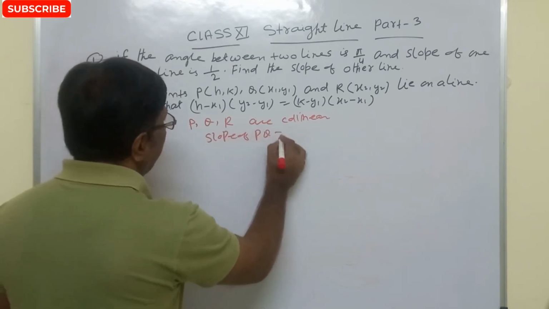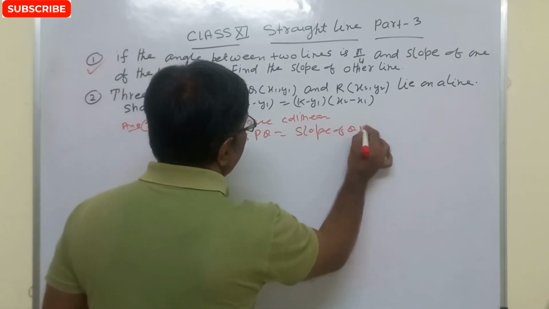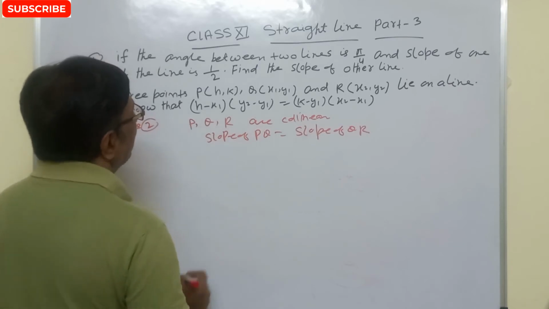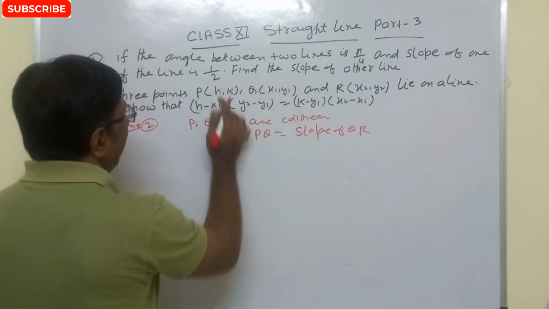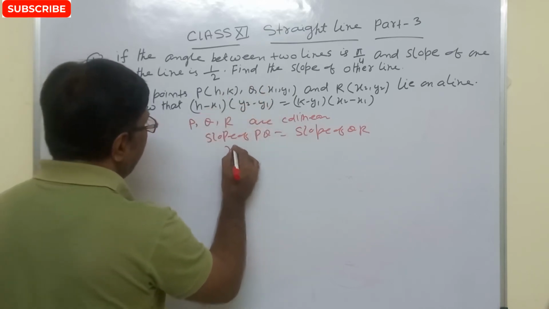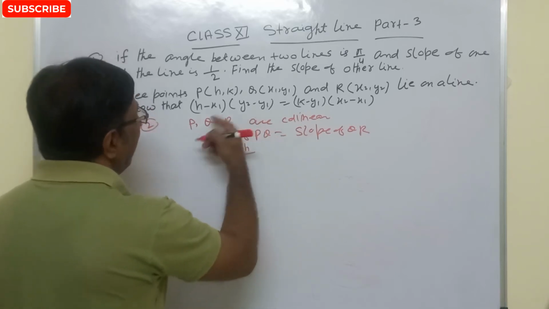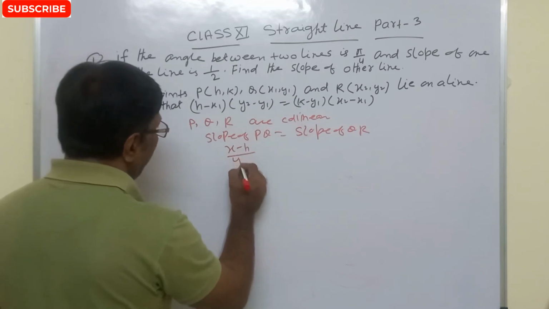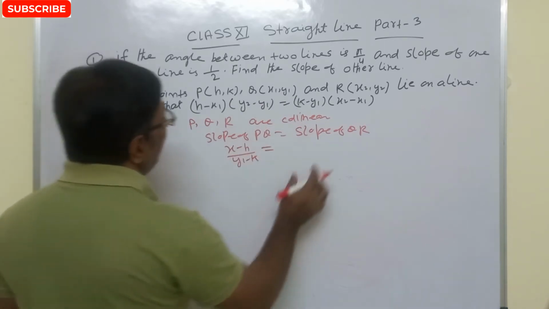Slope of PQ equal to what? Slope of QR, right? So slope of PQ equal to slope of QR. So slope of PQ is what? Slope is the difference of y over the difference of x. So here x2 minus x1, this is x minus h, and y2 minus y1, this is y1 minus k. This equal to slope of QR.